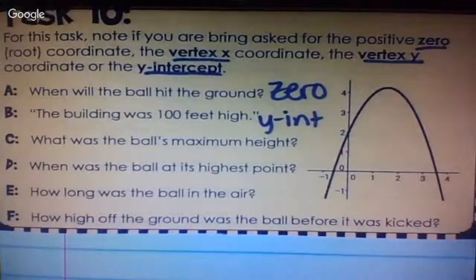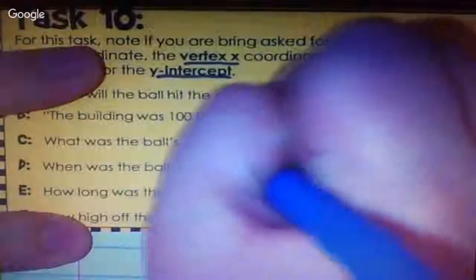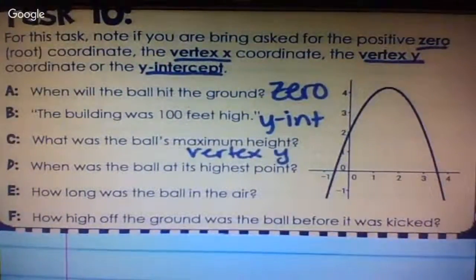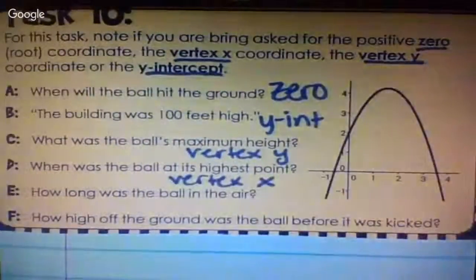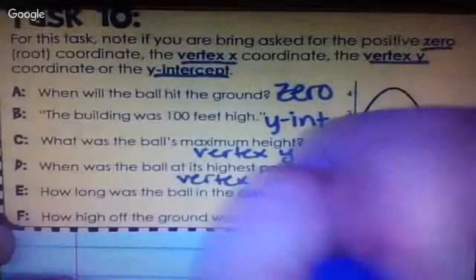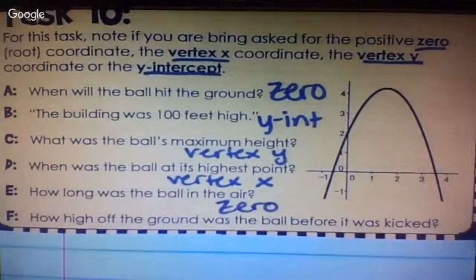What was the ball's maximum height? Vertex Y. When was the ball at the highest point? Vertex X. How long was the ball in the air? That's your 0. How high off the ground was the ball before it was kicked?